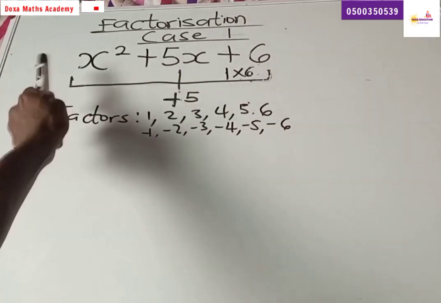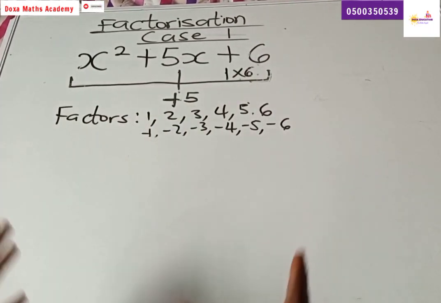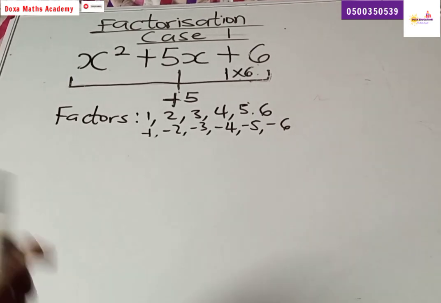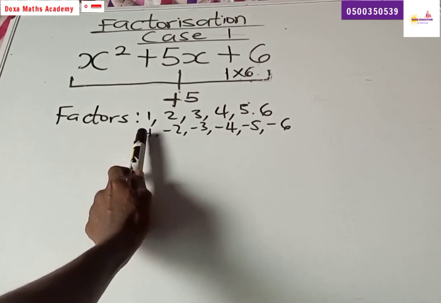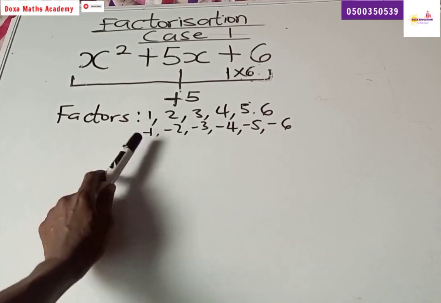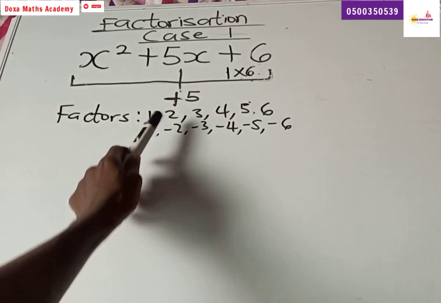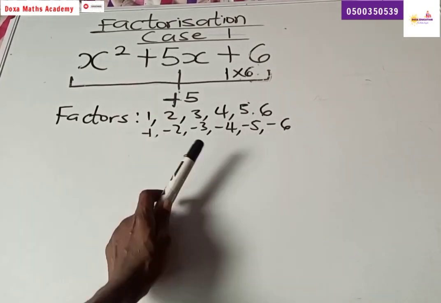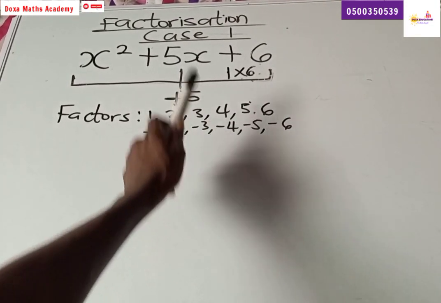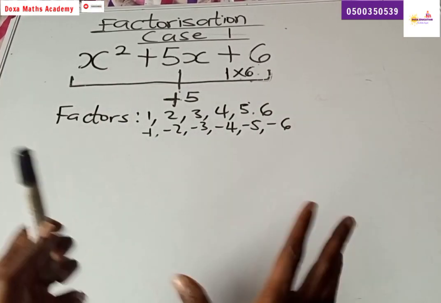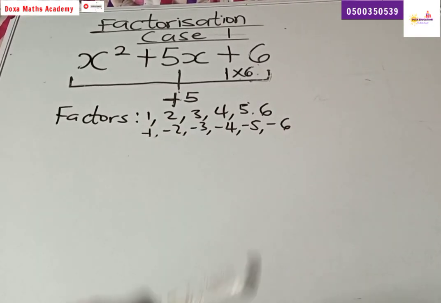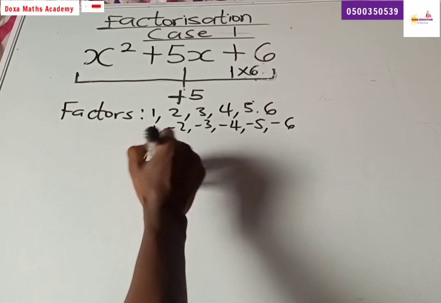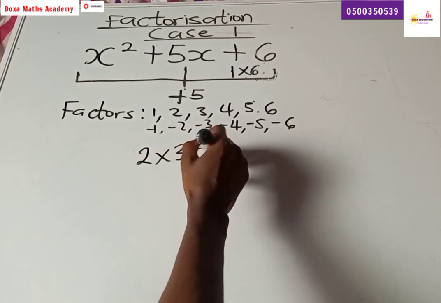So let's look at the factors. Because we are looking at 6, it means you're looking at numbers from 1 to 6, and those numbers can be positive or negative. So look at these factors. When you multiply 1 times negative 1, does it give you 6? No. 2 times negative 2 is negative 4. 3 times negative 3 is negative 9. 4 times negative 4 is negative 16. So which ones do you multiply to give you 6? Let's pick 2 and 3. Positive 2 times positive 3 will give you 6.